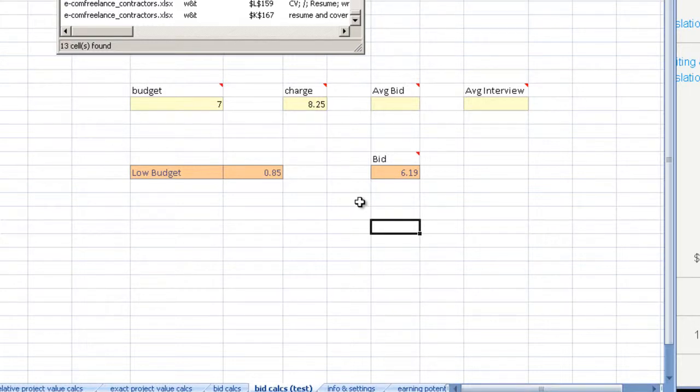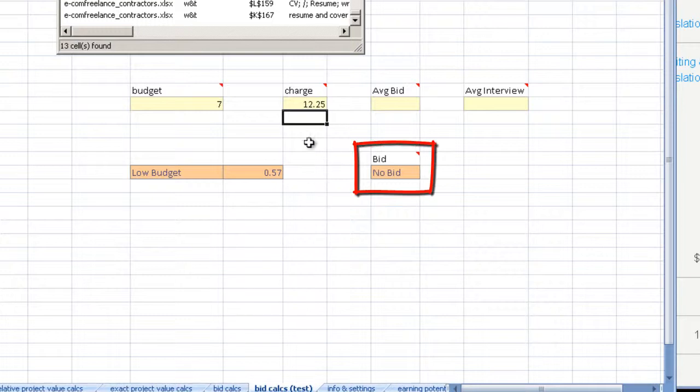Of course, you don't want to go too far below what the contractor would normally want to charge, but the calculations will take care of that. See, if the charge would normally be something like $12.25, that would be too far. That would be too large of an adjustment. So the spreadsheet would suggest that you don't make a bid.